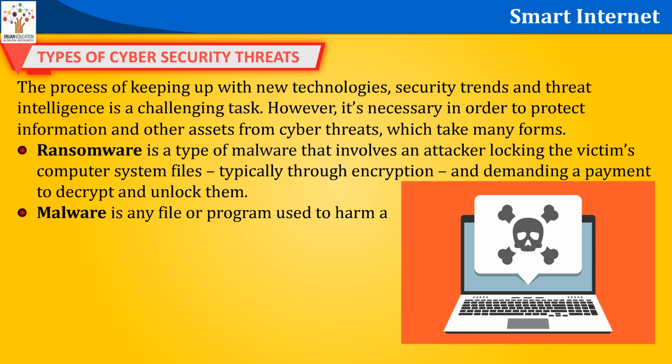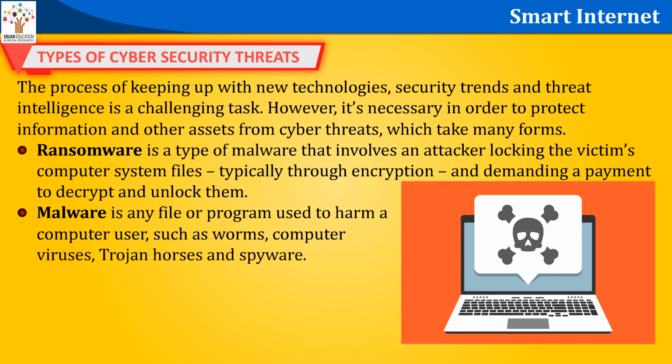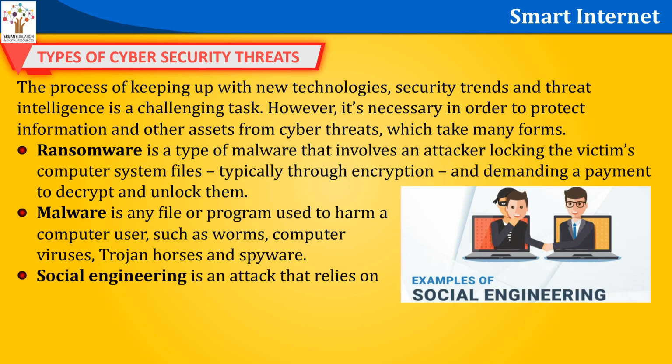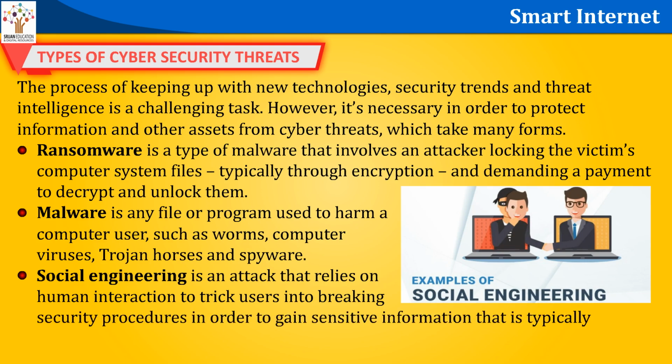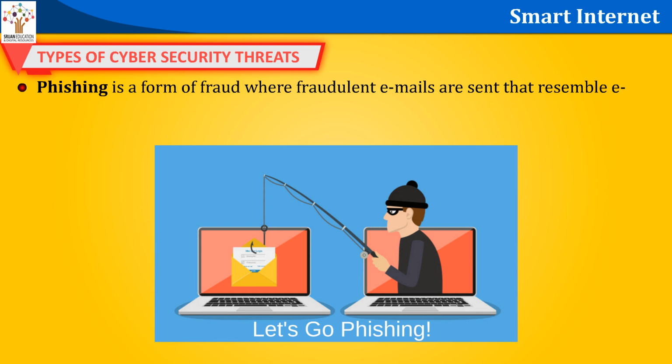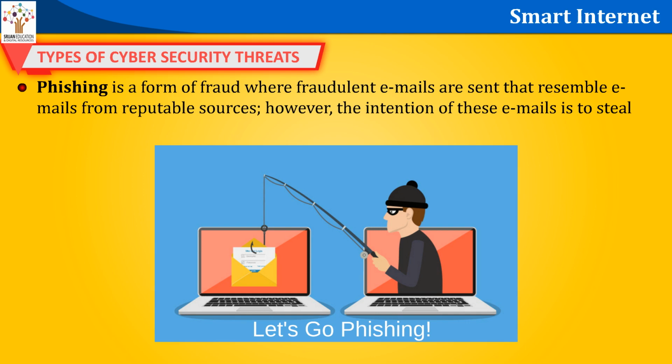Malware is any file or program used to harm a computer user, such as worms, computer viruses, Trojan horses, and spyware. Social engineering is an attack that relies on human interaction to trick users into breaking security procedures in order to gain sensitive information that is typically protected. Phishing is a form of fraud where fraudulent emails are sent that resemble emails from reputable sources. However, the intention of these emails is to steal sensitive data, such as credit card or login information.